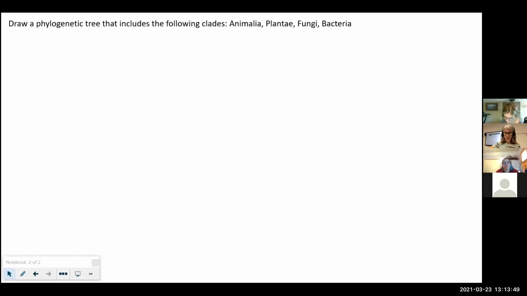So why don't you take a couple of minutes here and draw a phylogenetic tree. Hopefully you have a pencil and paper in front of you that includes just these 4 clades, okay? Animalia, Plantae, Fungi, and Bacteria.